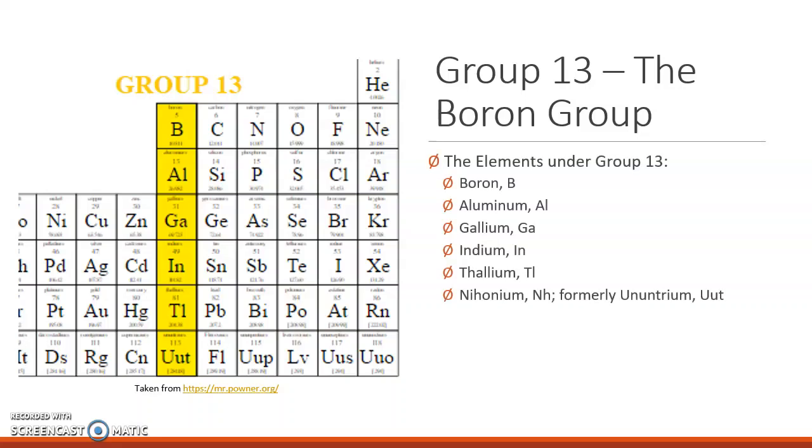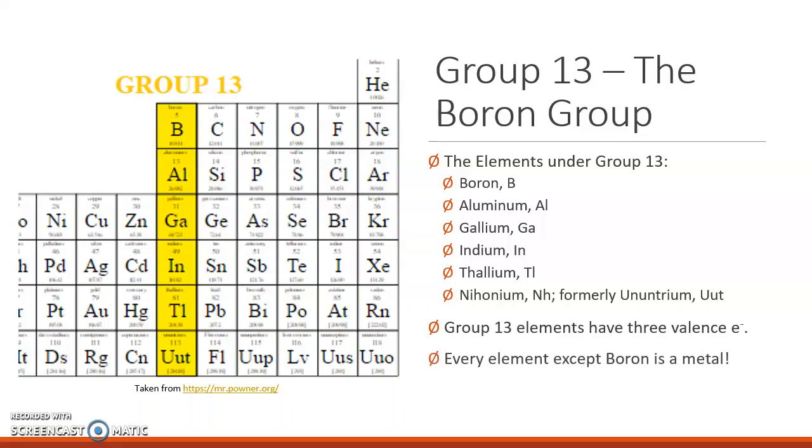The elements under Group 13 are boron, aluminum, gallium, indium, thallium, and nuntrium, which has been renamed as nihonium, recently. Elements under the boron group are known to have three valence electrons, meaning they have three electrons on their outermost shell. Another interesting thing to note is that every single element in the family is a metal, except for boron, who is a metalloid. Now that they're properly introduced, let's go over the individual elements that comprise Group 13.